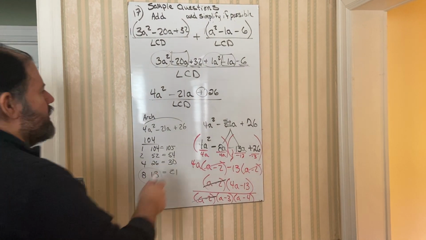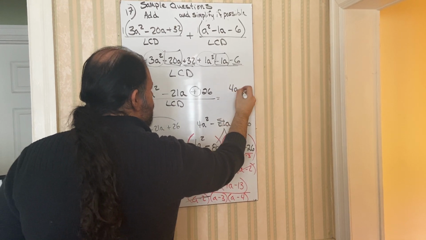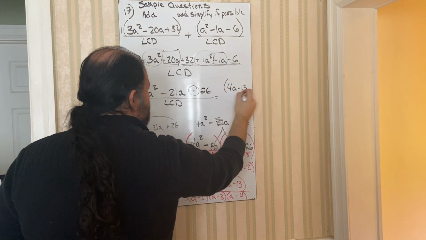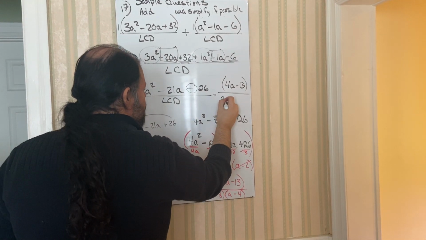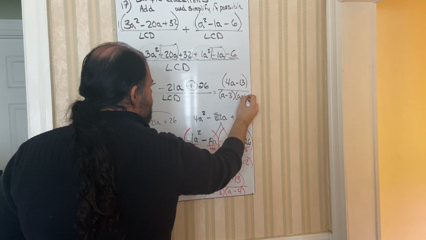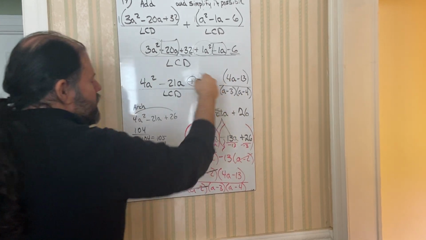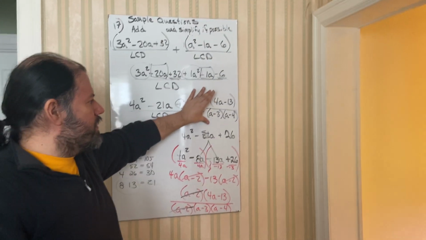So then our final answer, 4A minus 13, I'll put in parentheses, over A minus 3, put it in parentheses, and A minus 4. I do not need to distribute the bottom out. I'll leave our answer like this.